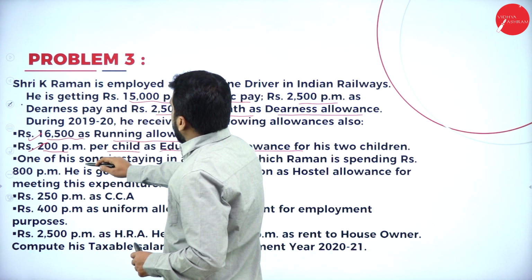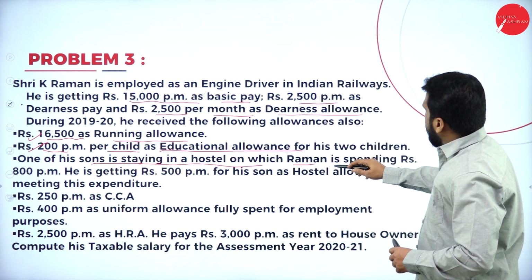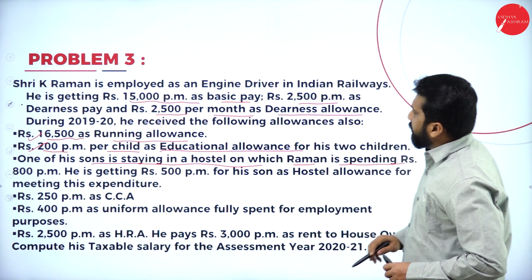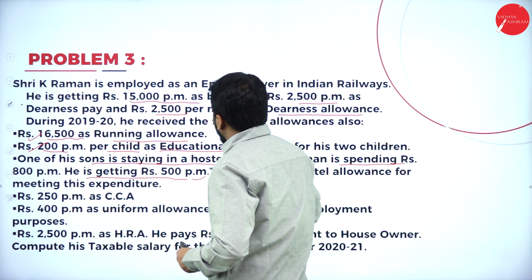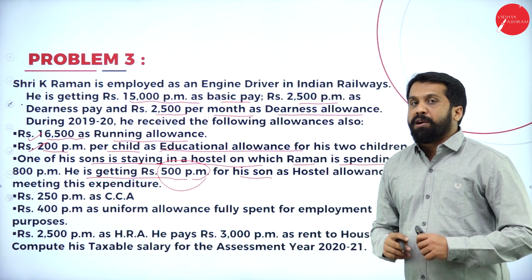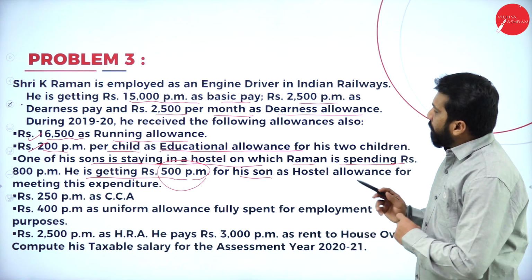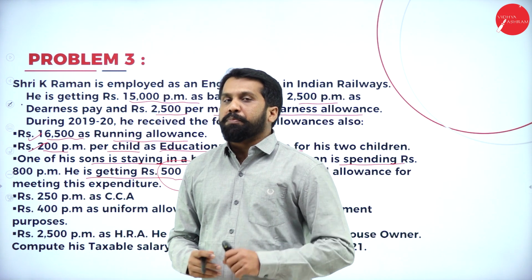One of his sons is staying in a hostel, for which Raman is spending rupees 800 per month. He is getting rupees 500 per month for his son. Whatever he is spending, we will not consider. But how much allowance is he getting? He is getting around 500 rupees per month.